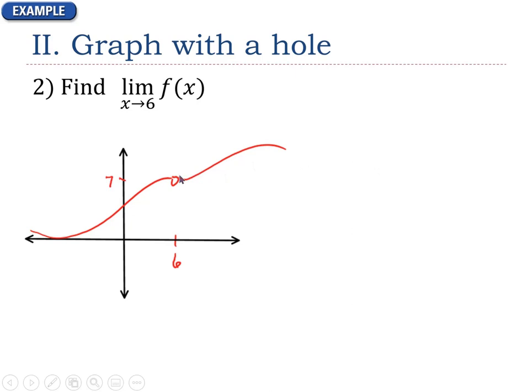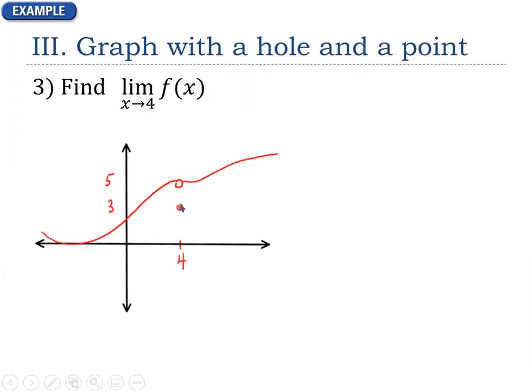Easy peasy. Now, if you have a hole, so here you've got another curve at (6, 7), you actually have a hole. But for the limit, it doesn't matter what's happening at 6. It matters what's happening as you approach 6 from the left and the right. So as you approach 6 from the left, you're going towards 7. And as you approach 6 from the right, it's also going towards 7. So the limit here is also 7. Even though the function is not defined at 6, the limit is 7.